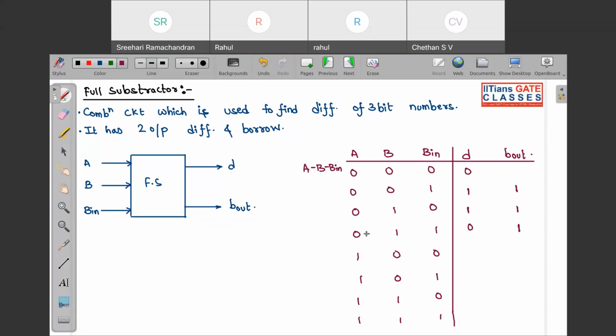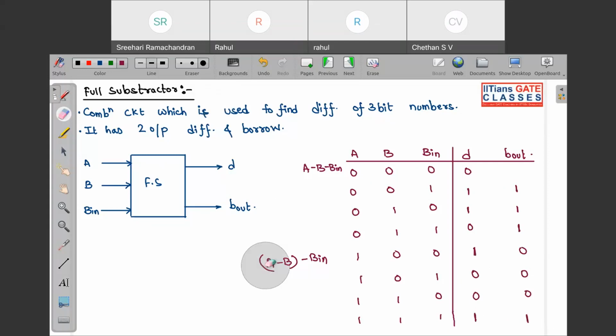Look very carefully. A minus B in. For doing A minus B, I need to have one borrow. So I have taken borrow, and then B minus B in, this is 1 and 1. So this will be 0. Here it will be 1, this will be 0. Here it will be 0, 0. Here it will be 0, 0. And here difference will be 1, and borrow will also be 1.